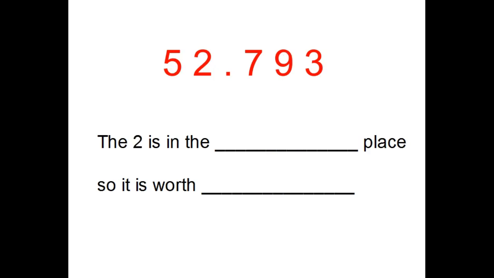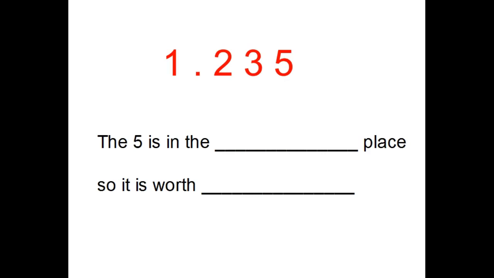Taking the 2, we're going left of the decimal, so this is the ones place. And 2 ones is 2. The 9. Going to the right of the decimal, tenths, hundredths. So it's in the hundredths place. And 9 in the hundredths is worth 9 hundredths. Written like that.